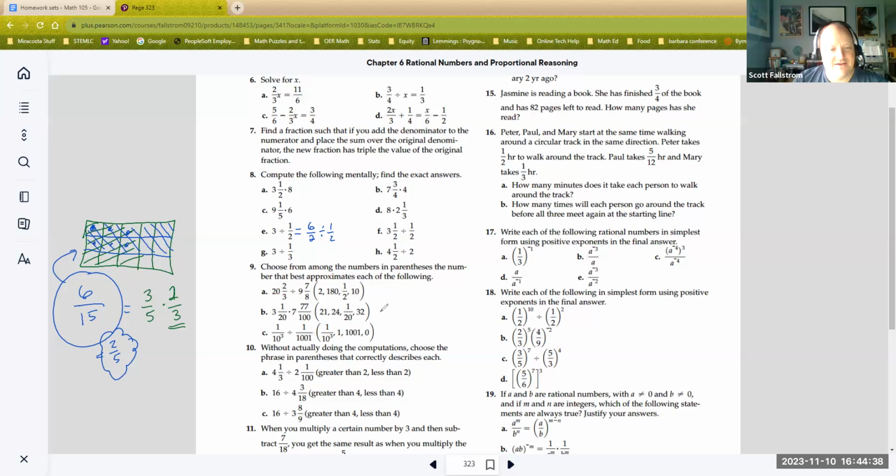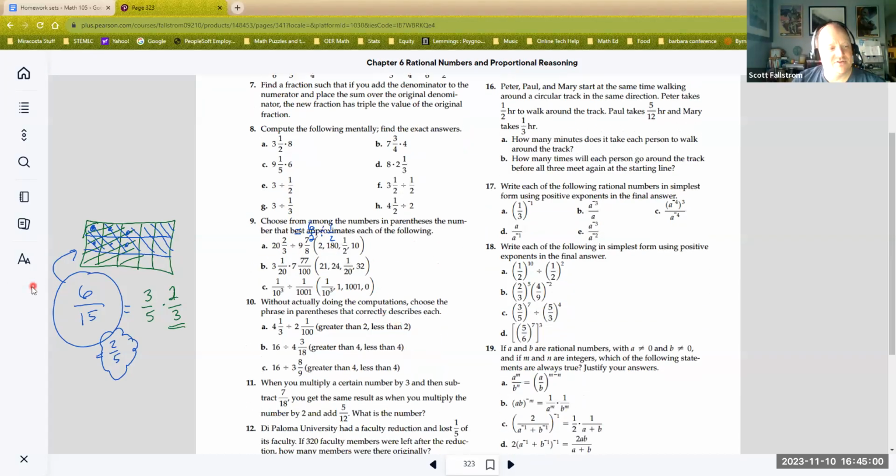Question 9 is choose from the best number to approximate. Okay, so now I'm asking you to approximate. Is this answer going to be closer to the number 2, to the number 10, the number 1/2, or the number 180? So again, as you're thinking about this, what numbers are these close to? Try to pick some good compatible numbers, and I think you'll have a good time with those.